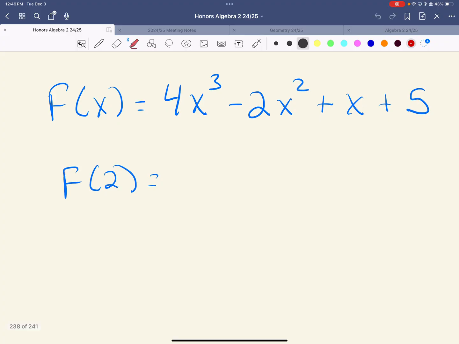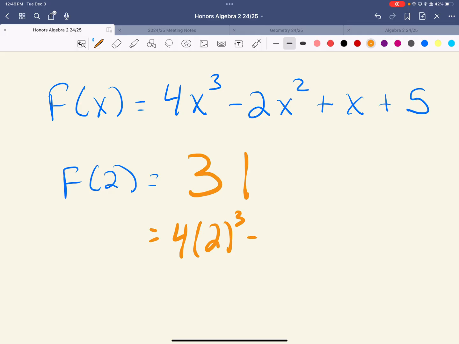Answer you should have got. You should have got 31. So remember when we do this, you'd have 4 times 2 cubed minus 2 times 2 squared plus 2 plus 5. And you do order of operations, you end up with 31.